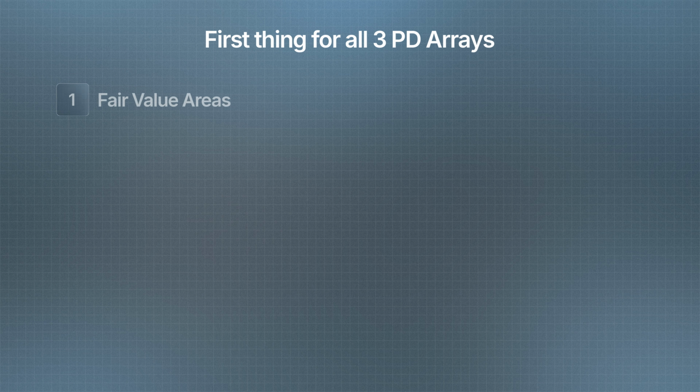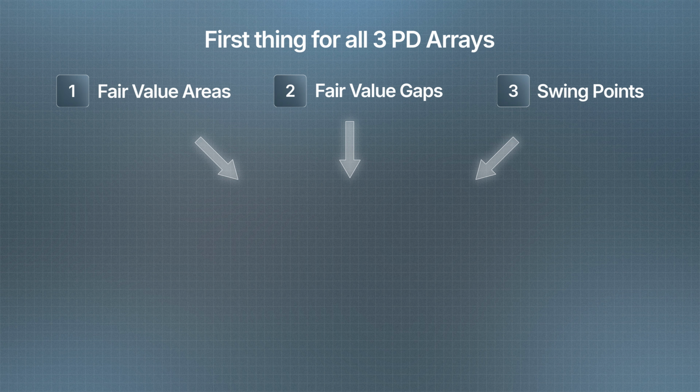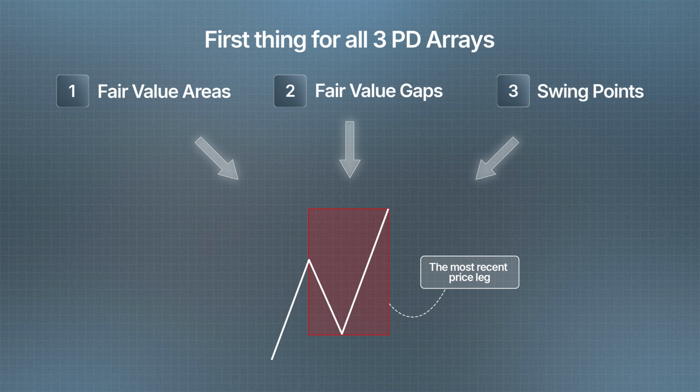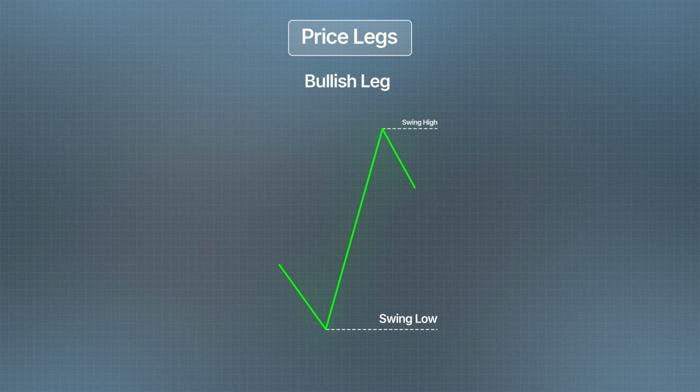The first thing for all 3 steps is focus on PD rays that are in the same leg as current price action. So what does that mean? What is a leg again? A bullish leg is from a swing low to a swing high. The swing high in a bullish leg is not that relevant, as in it does not have to be formed just yet. As long as there's a swing low with a fair value gap in it, that creates a leg.